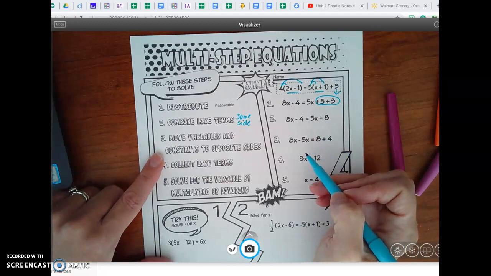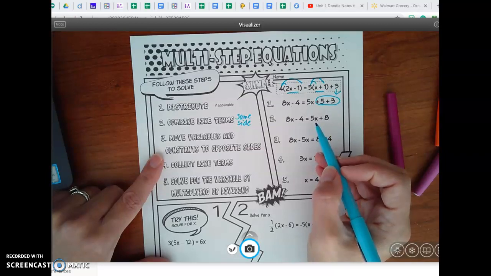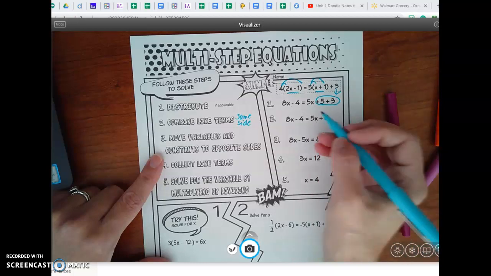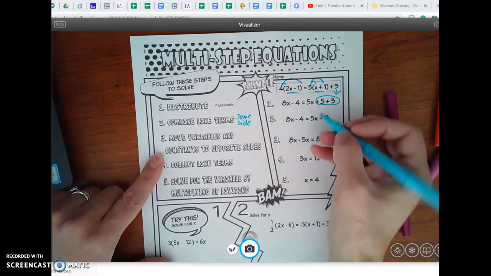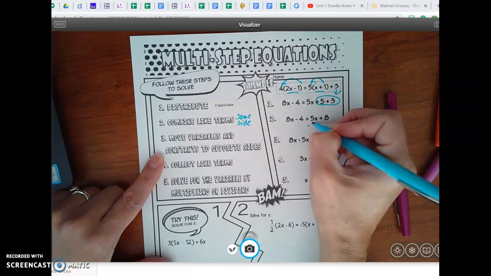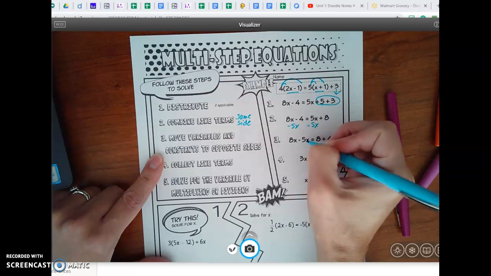The third step is to move variables and constants. So typically I say try to move the smaller variable. You don't have to, but if you do, that tends to make your life a little bit easier. So I have 8x and 5x, and so we move things by doing the opposite operation. So that's positive 5x, so I'm going to subtract 5x here, which they show in this step right here.